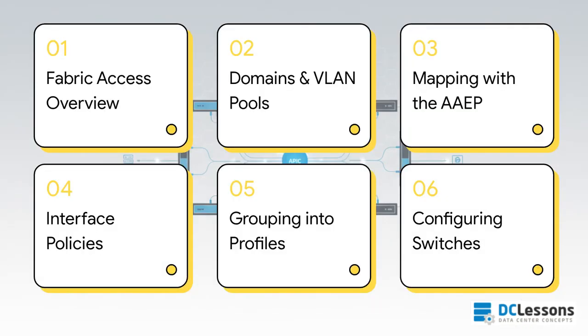All right, so here's our game plan for today. We're going to kick things off with a quick overview, just to get our bearings. Then we'll start building our foundation with domains and VLAN pools. After that, we'll connect them with the super important AAEP, define the rules of the road with interface policies, bundle them up into profiles, and finally, push it all out to our switches. Sound good? Let's get started.